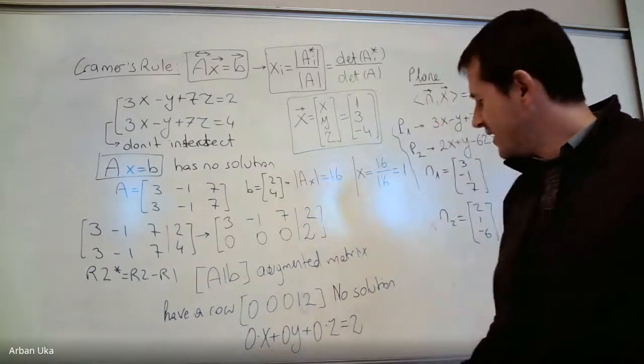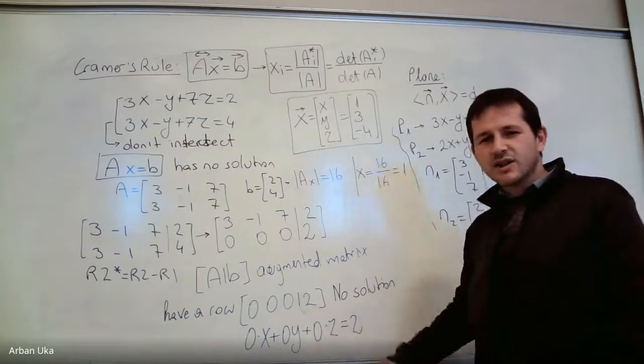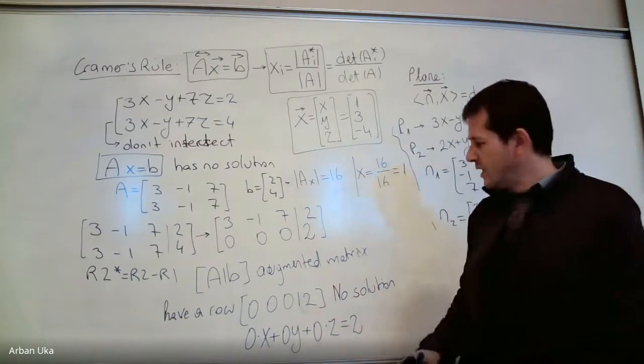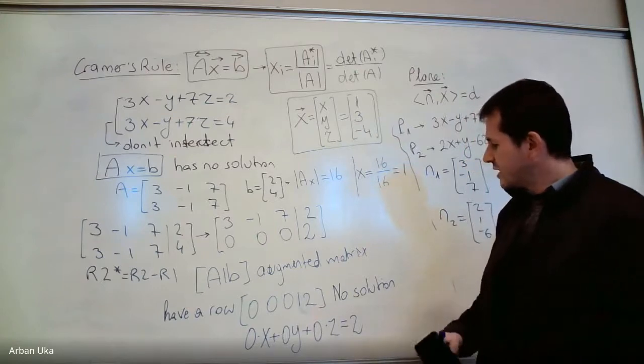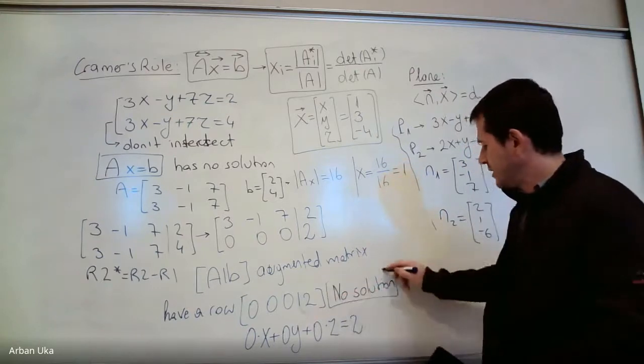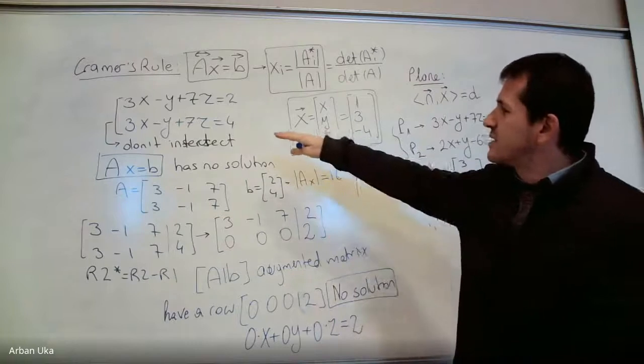Okay, that's good. But other than Chuck Norris and Zlatan Ibrahimovic, nobody can find a solution here. So we say that there is no solution here. This means they don't intersect.